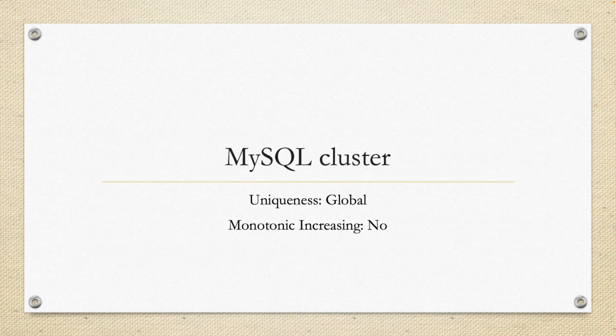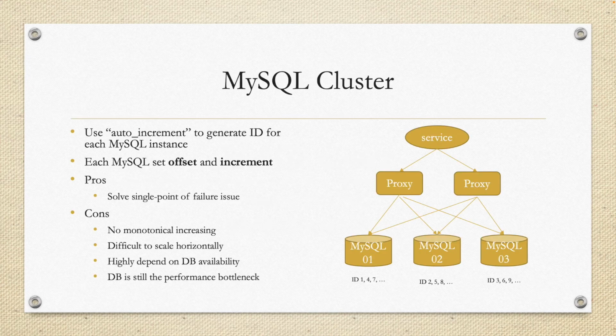The second solution I want to talk about is the MySQL Cluster. It also provides a globally unique ID and is also not monotonically increasing. If we only have one MySQL, we can use auto increment to generate IDs for each MySQL instance. This solution is monotonically increasing, but only one MySQL database is not very efficient, so it cannot handle a very large QPS.